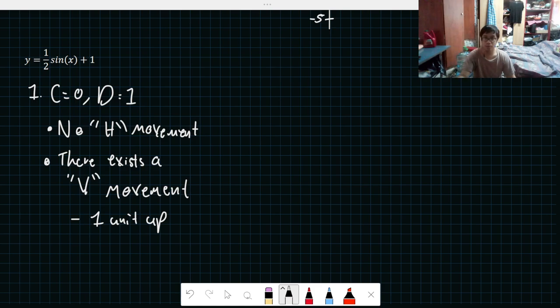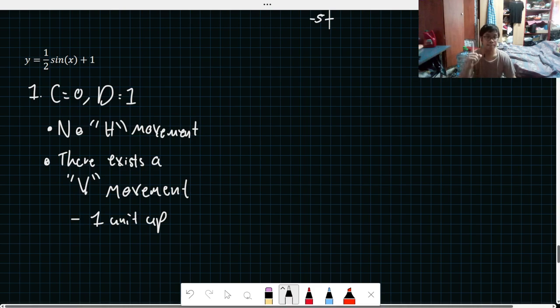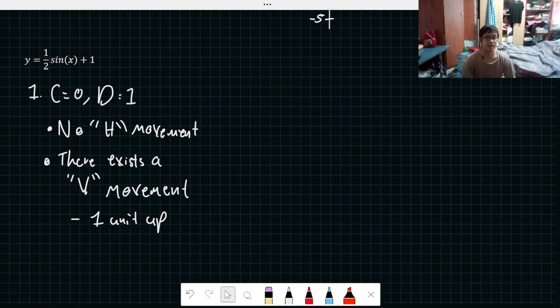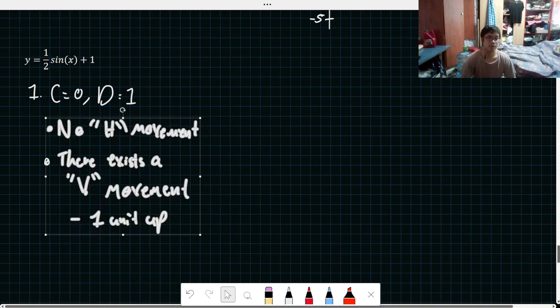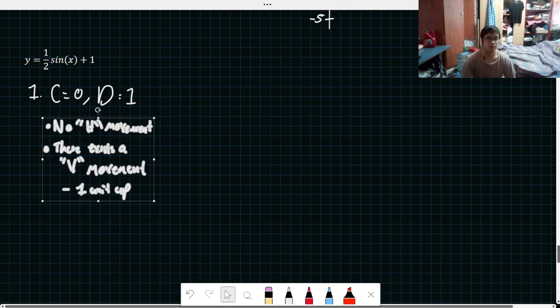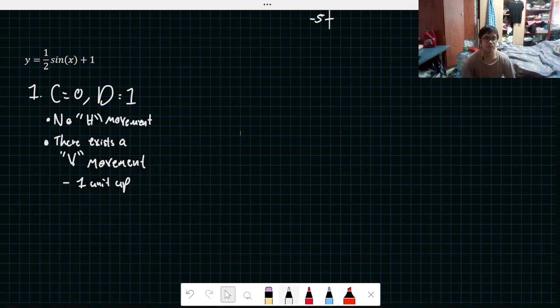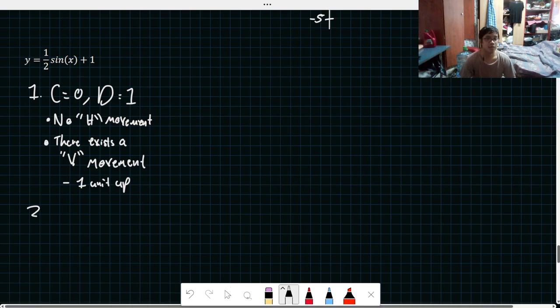Again, let's summarize. C is 0, so there's no horizontal movement at all. For your D, it's given, which is 1. So there exists a vertical movement, which is moving it up by 1 unit. That's it. Now, I'm going to shrink this one, because we're going to need a lot of space. Now, number 2, we need to know your amplitude.